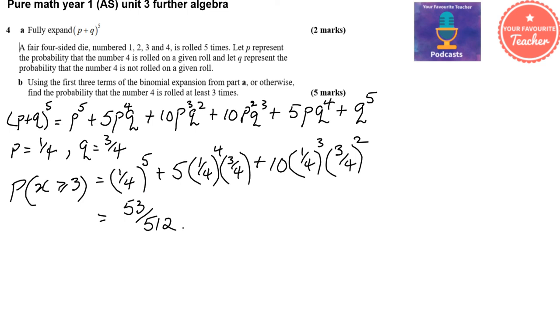It's important to note that we are modeling our probability based on the binomial expansion, and we can always do that in this type of scenario.